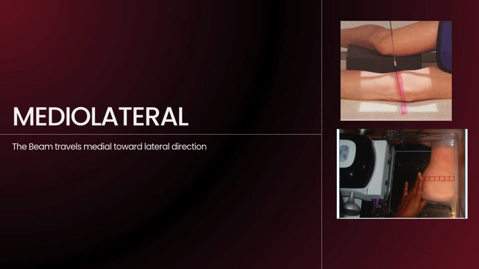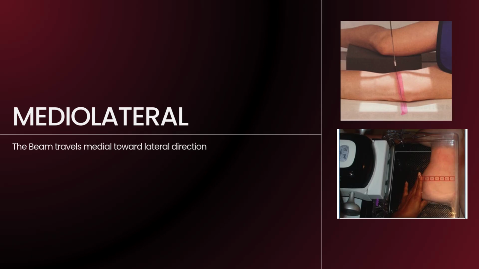Now, look at the image we have here. You can see an arrow pointing down to that part of the leg. That part of the leg that the arrow is pointing to is the medial part of the body. And you can see from there that the X-ray beam is passing from that side. And if it passes from that side, where will it come out from? It will come out from the other side. So it will come out from the lateral. That is what we define as mediolateral.